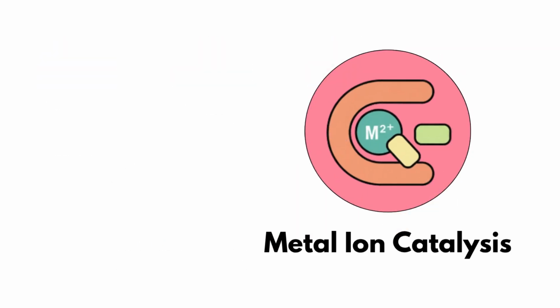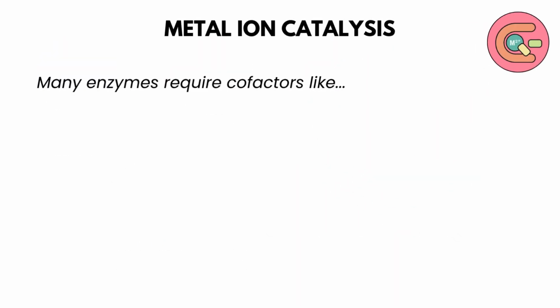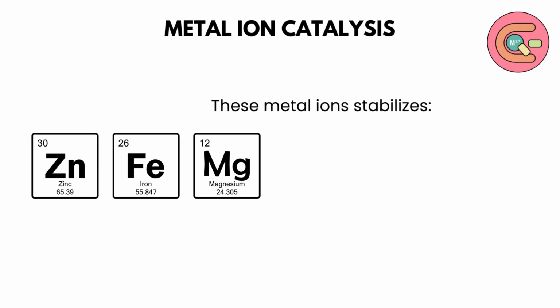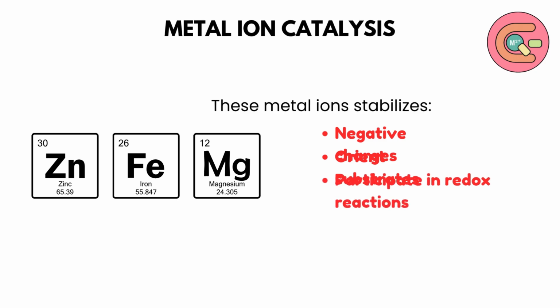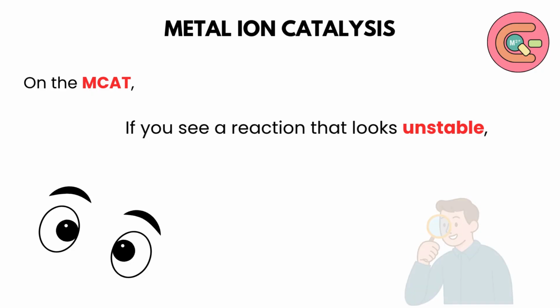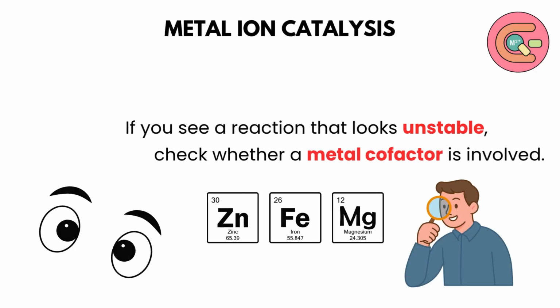Metal ion catalysis. Many enzymes require cofactors like zinc, iron, or magnesium. These metal ions stabilize negative charges, orient substrates, or participate in redox reactions. On the MCAT, if you see a reaction that looks unstable, check whether a metal cofactor is involved.